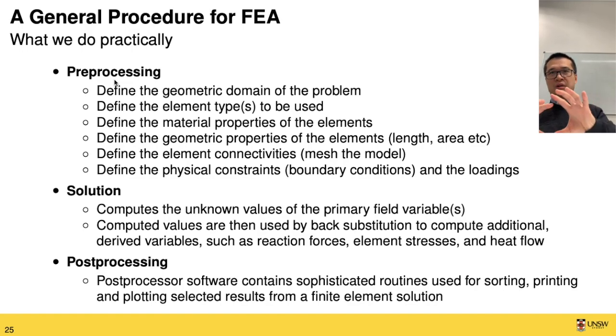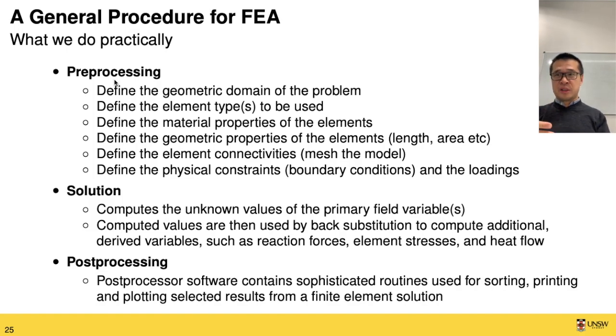So once you have all this pre-processing done, the computer will help you go through the solution step. Basically, the solution is to compute the unknown primary field variables. We talked about what the primary field variables are before. In typical cases, they will be the displacements at individual nodes, how much the structure will deform, computed at each node.